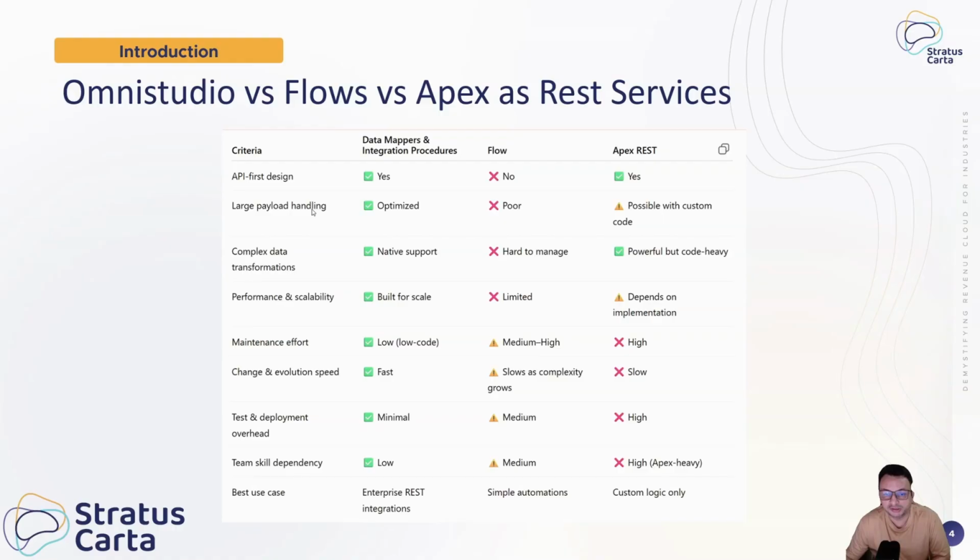It's much easier to deal with large payloads and complex transformations, scalability is better, maintenance effort is lower, change and evolution speed is faster, test and development overhead is minimal, and team skill dependence is low. The best use case is enterprise REST integrations, usually with huge payload data.